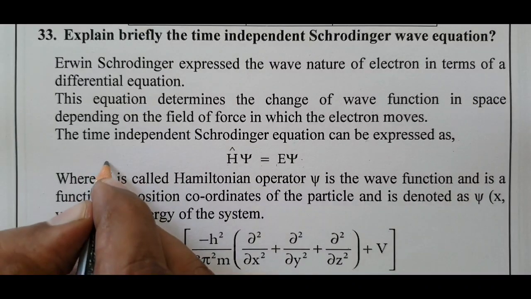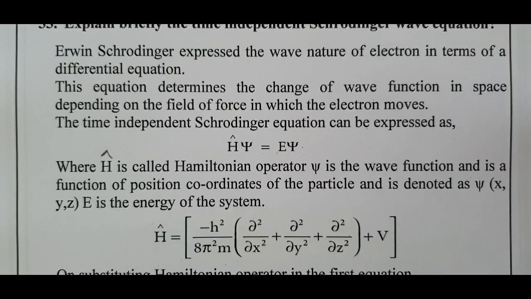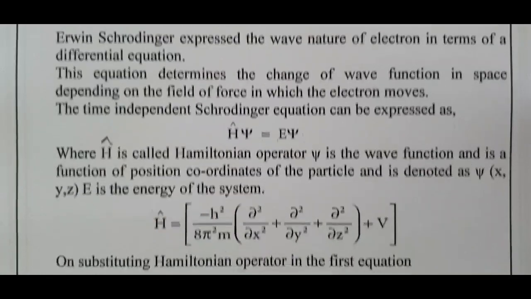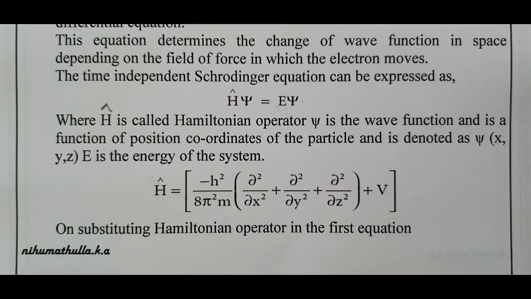is called the Hamiltonian operator, psi is the wave function and is a function of the position coordinates of the particle, denoted as psi(x, y, z), and E is the energy of the system. The Hamiltonian operator is given as minus h squared divided by 8 pi squared m into del squared by del x squared plus del squared by del y squared plus del squared by del z squared, plus V.